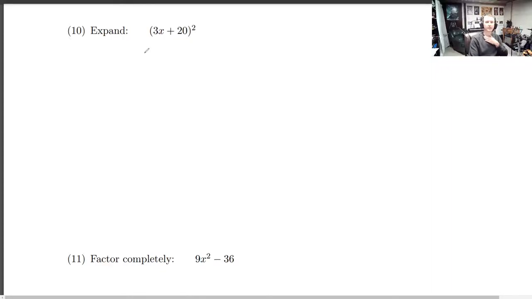So this one's number 10. It just says to expand this, and this is a quadratic. It's going to end up being a quadratic. It's not too bad. So the squared means we've got two of these things multiplied together. This is 3x plus 20 times 3x plus 20.